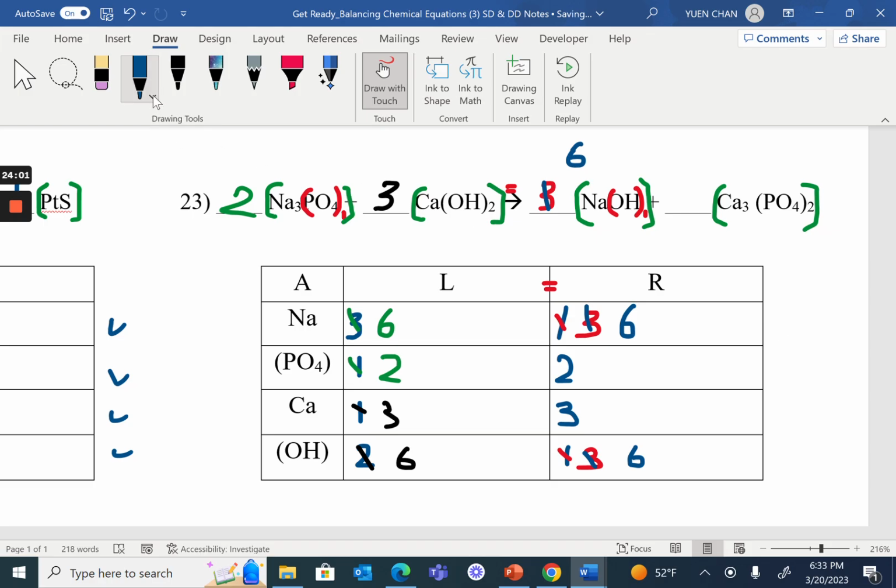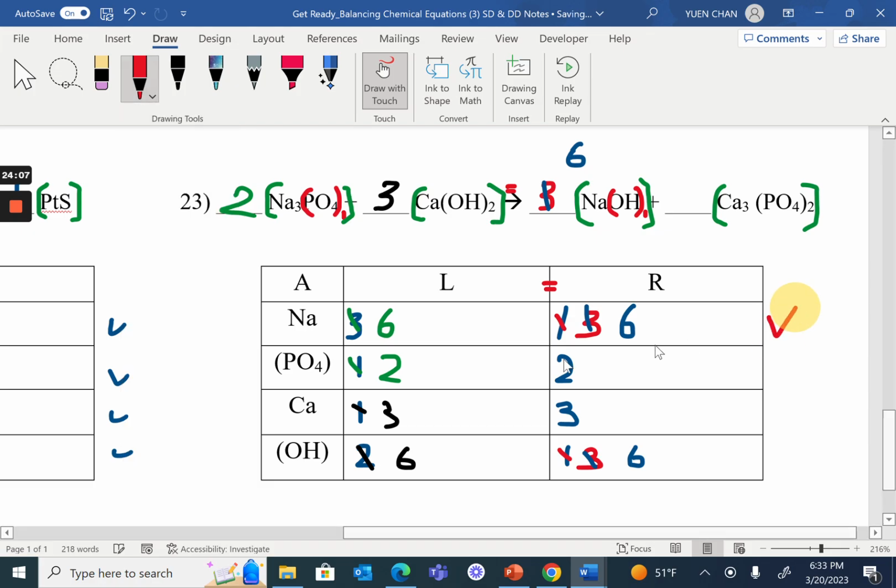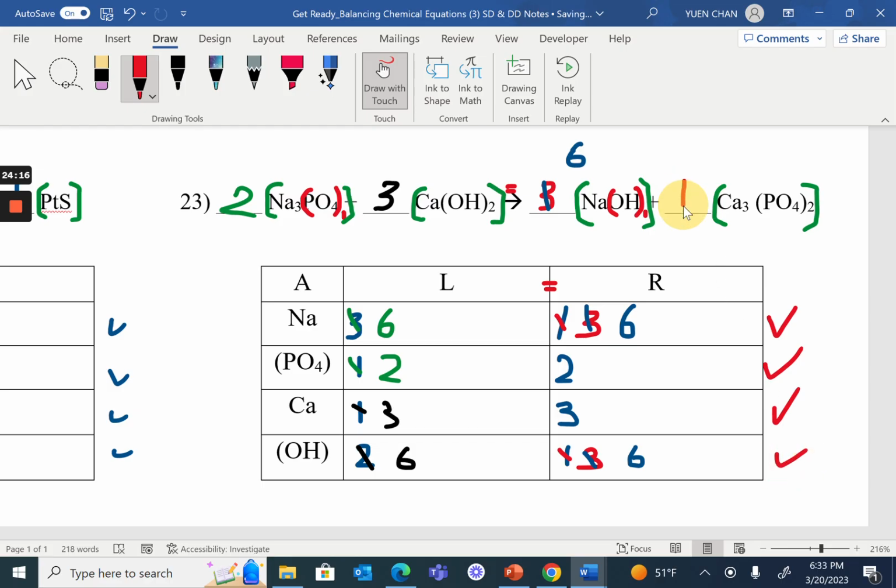Okay, now, you know what? I think I got it. All right, because my Na, both of them are 6. My PO4, both 2. Ca, both 3. And then my OH, both 6. So now it's all balanced. So then finally, I can put the 1.